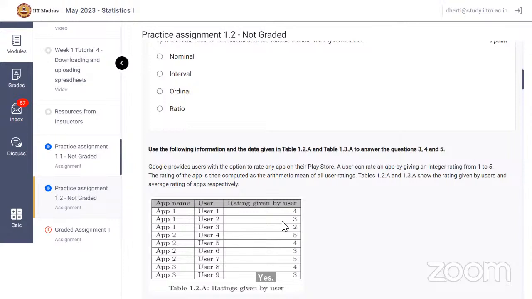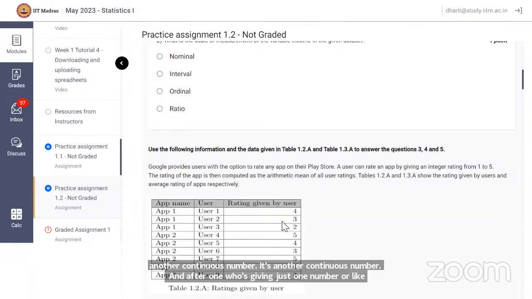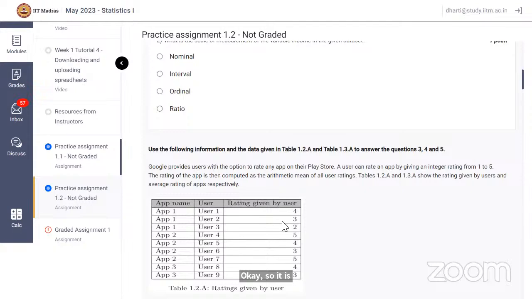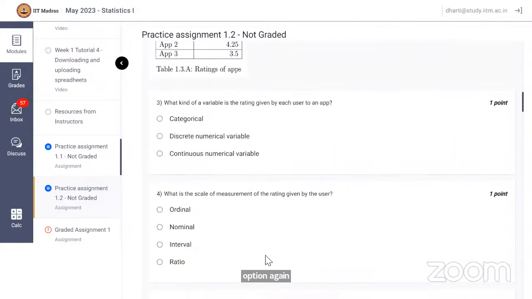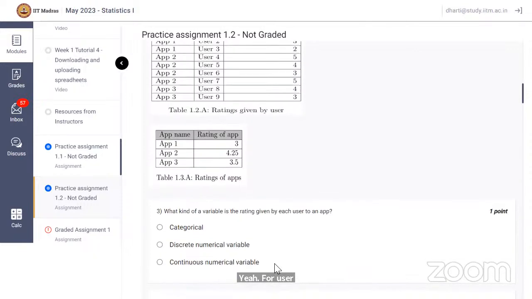No, I'm just saying, why wouldn't I think about it as discrete numbers instead of continuous numbers, when I'm the one who's giving just one number? Yeah, it is discrete. Okay, so it is a discrete numerical variable, right? Rating given by user and rating given by app.